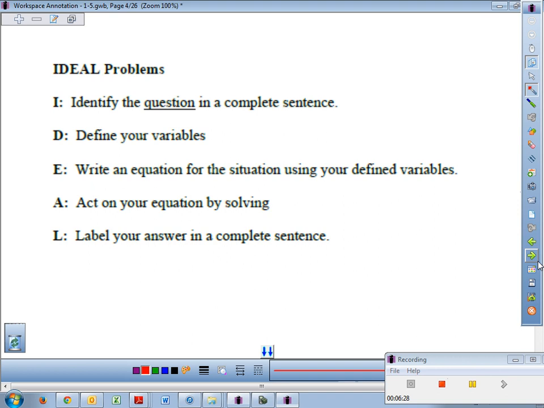IDEAL problems, I make them very, very simple. IDEAL is an acronym which stands for this. It's just a problem-solving strategy that we used to be really big on here at Hays High. Now it's kind of fallen by the wayside. But for the type of problems we're going to do on the backside, IDEAL is a great strategy.